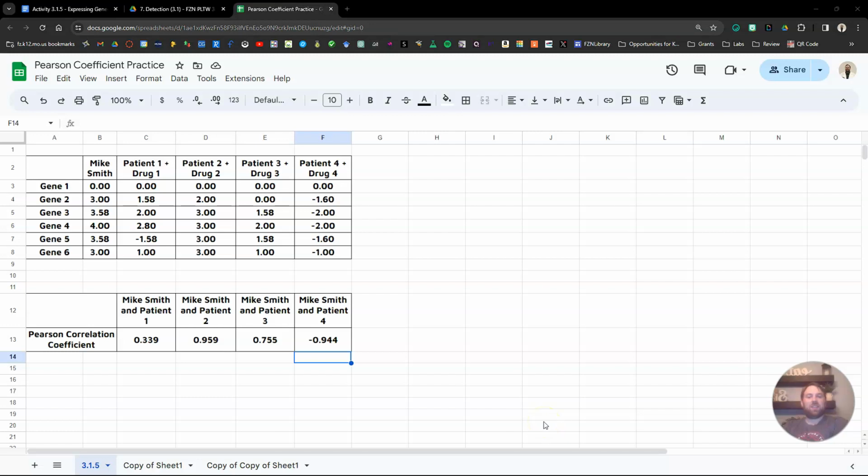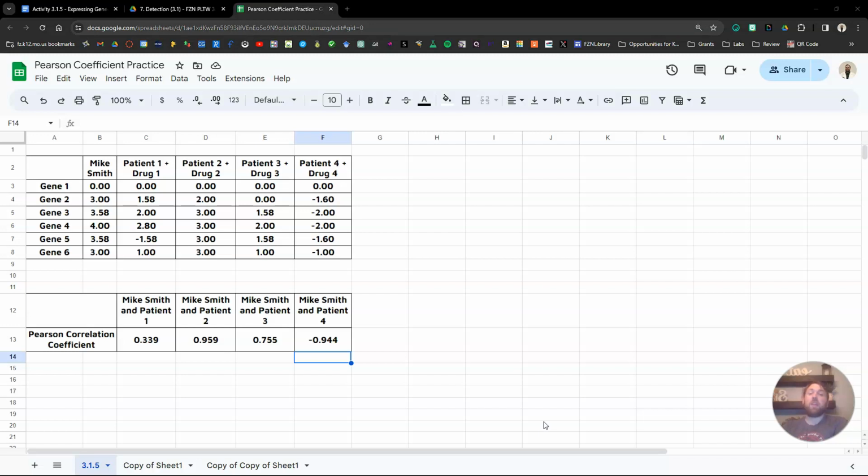So we did our calculations, and what do we get? Mike Smith and patient 2's correlation coefficient is 0.959, which is a very, very strong correlation and a very positive one, which means that these guys are pretty closely aligned in their genes, aren't they? Mike Smith, patient 3, strong correlation of 0.755, just not as strong as patient 2. Mike Smith and patient 4, a strong correlation, but it is a negative correlation of negative 0.944.